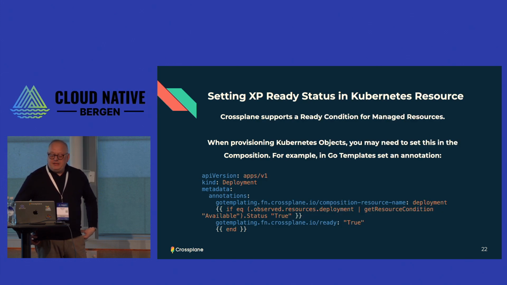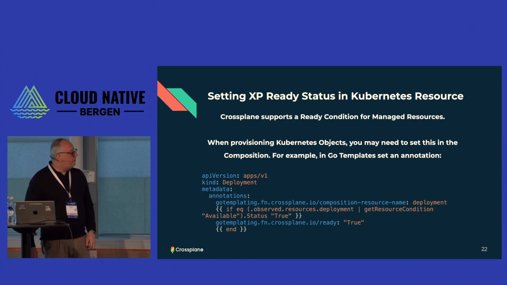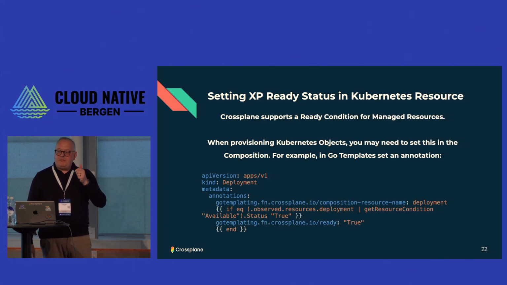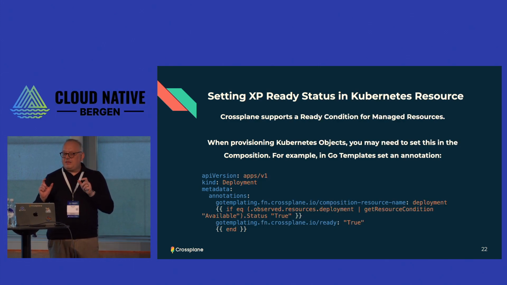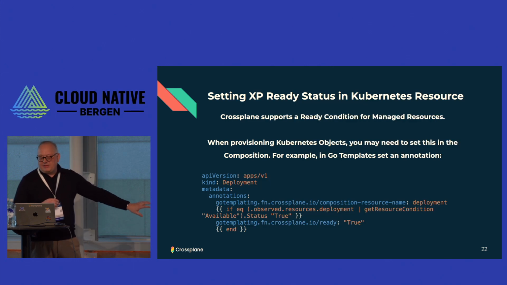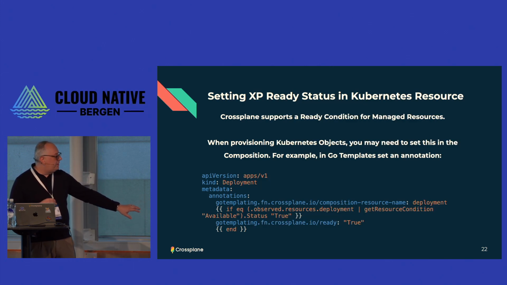One thing I showed in my demo, and this is something I think will be fixed in a future version of Crossplane, is that managed resources automatically handle things like ready status for you in Kubernetes resources. Crossplane doesn't have that yet, so if you are building stuff that's native, you have to set the status of it. So this is an example in Go templating.